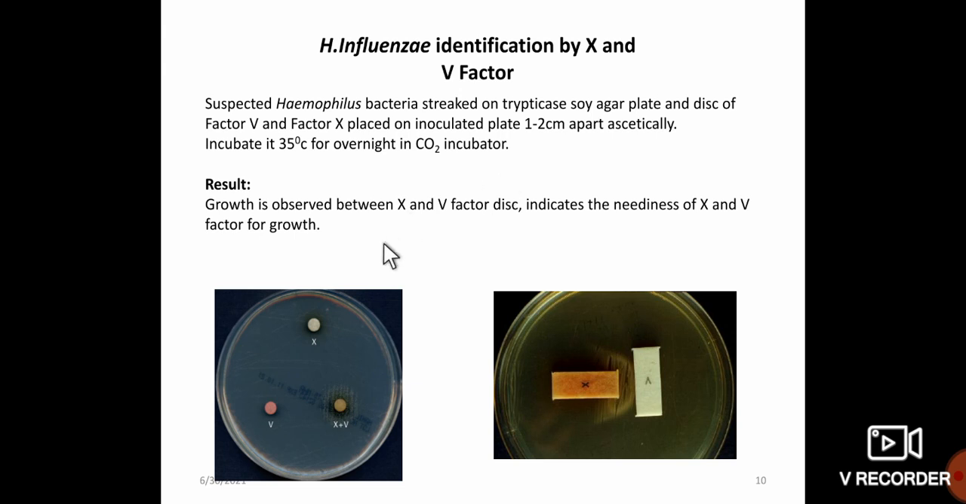You can see two tests shown here. One is the X factor and V factor, where growth can be found in between the two. Haemophilus will use both X and V factors and will grow in between them. Here with one X factor alone or one V factor alone, there is no growth at all. But with the combination of X and V, there will be growth around it, and far from this there is no growth at all. So this is called growth with the X and V factors. These are the major requirements for the growth of Haemophilus.